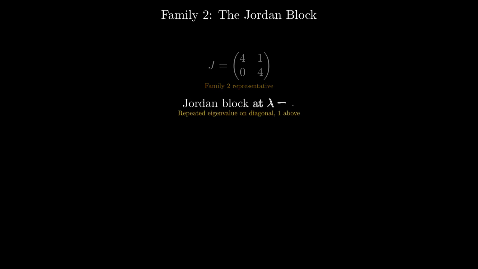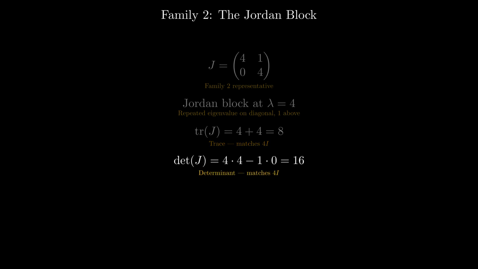Now meet family 2's representative. The Jordan block J, with 4 and 1 on the top row and 0 and 4 on the bottom row. A Jordan block is an upper triangular matrix with a repeated eigenvalue on the diagonal and ones just above the diagonal. Let's check its invariants. The trace is 4 plus 4, which equals 8, the same as before. The determinant is 4 times 4 minus 1 times 0, which equals 16, again the same. And the characteristic polynomial is (lambda minus 4) squared, giving repeated eigenvalues of 4 and 4. So on paper, J shares every invariant with 4 times the identity.